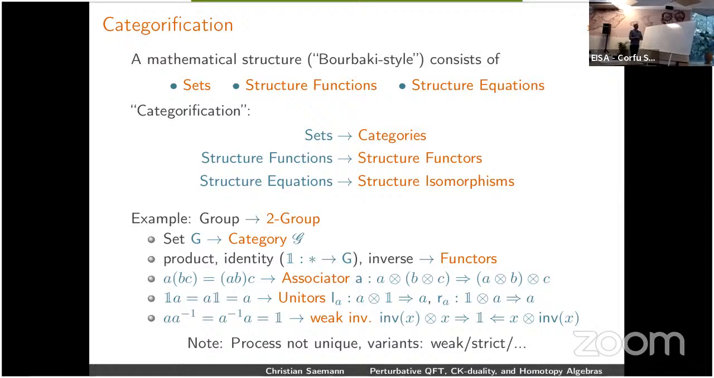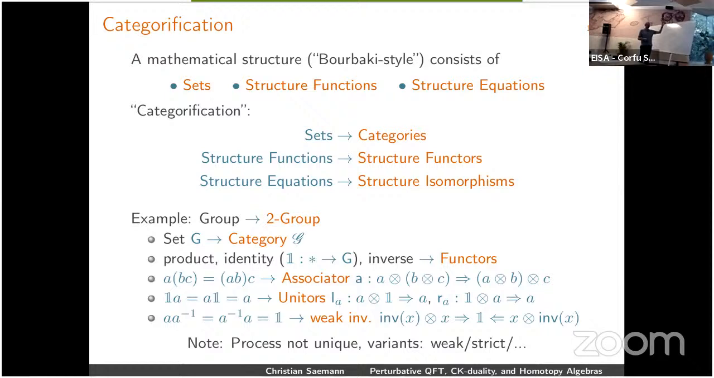The process is not unique, and you need to put a little bit more data in. You then need coherence diagrams for your structure isomorphisms. And there are various variants to what extent you want to categorify. Usually, some of these isomorphisms you just choose to be trivial, and then you get, for example, unital 2-groups, right? So you just choose your unitors to be trivial. But the associator is certainly a good thing to keep.